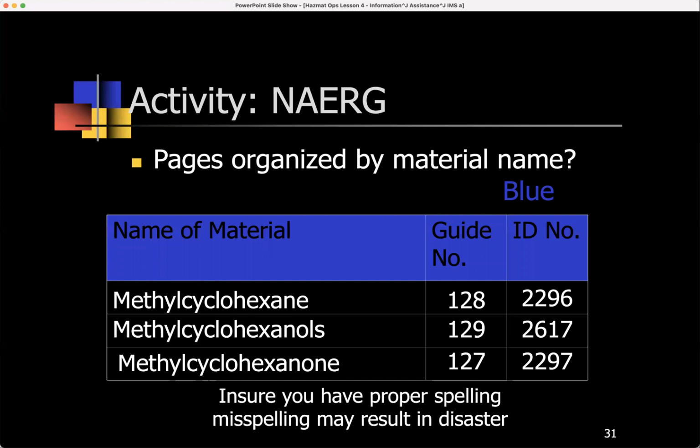So if you have methyl cyclohexanol on the ground or in the air, but somebody writes down methyl cyclohexanone, you're going to be doing the wrong thing. That's why it's good to cross-reference with the ID number as well. Get as much information as you can to have the highest amount of confidence in what chemical you have.